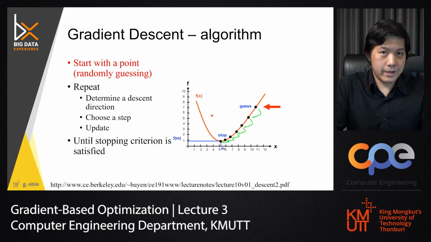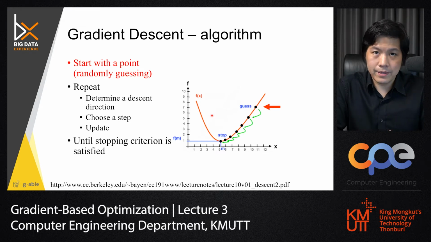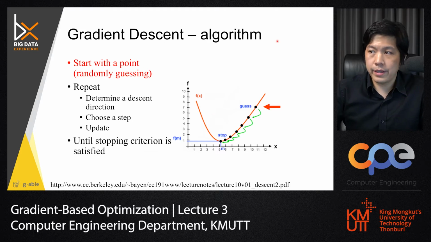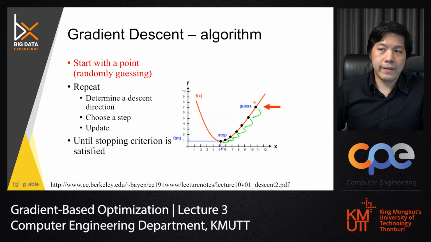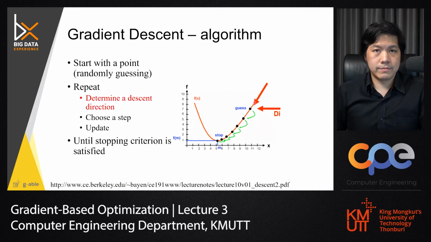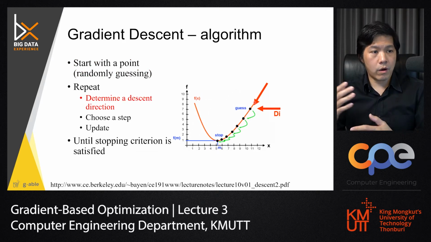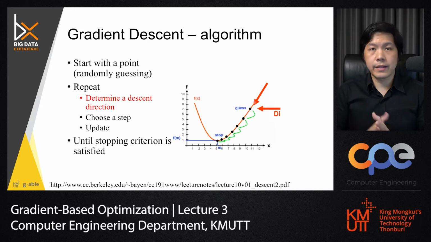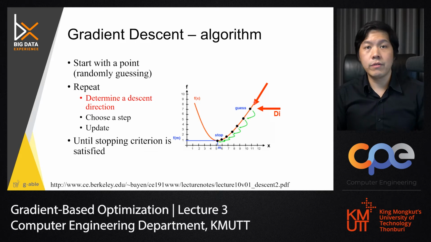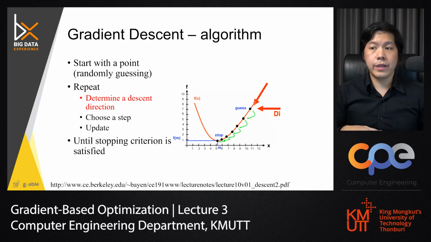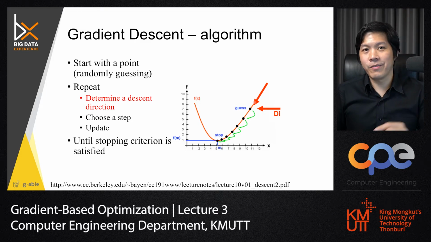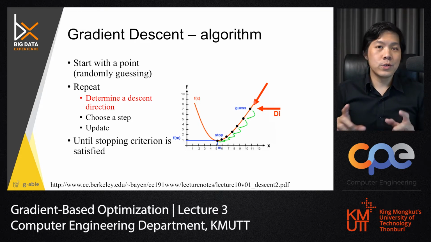Gradient descent, by another name, is called hill climbing. The gradient descent algorithm starts from randomly guessing a point here, and then determines the descent direction, the direction in which the error increases. Basically you just take the derivative of the function, and then you know the direction at that point. Then you go in the opposite direction, meaning a minus sign, and choose the step size.